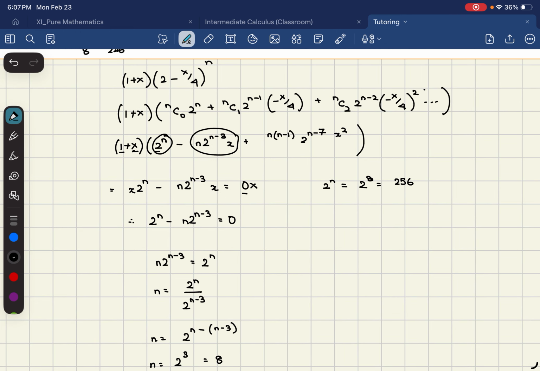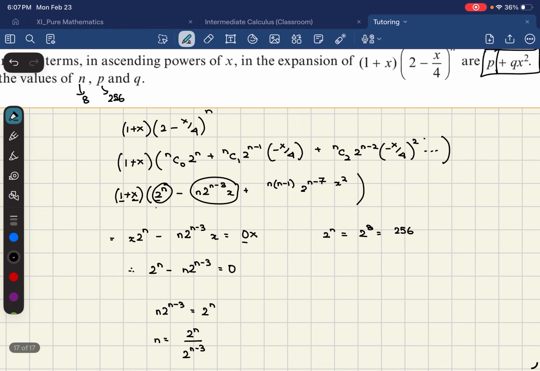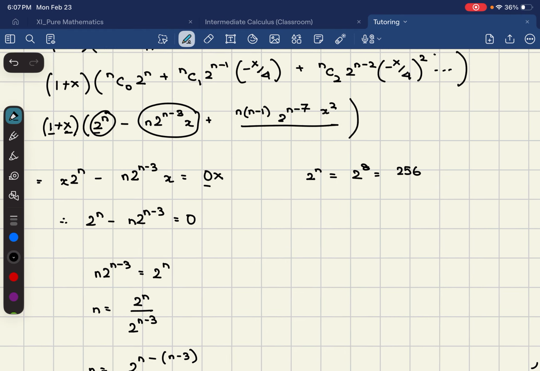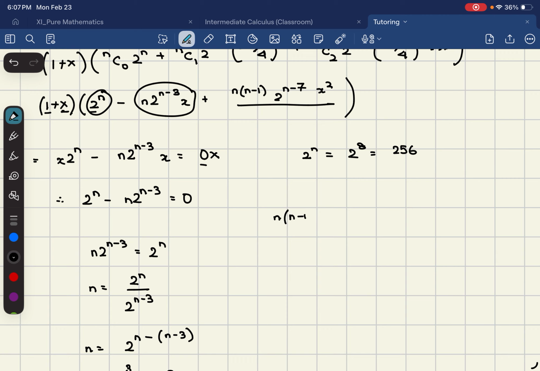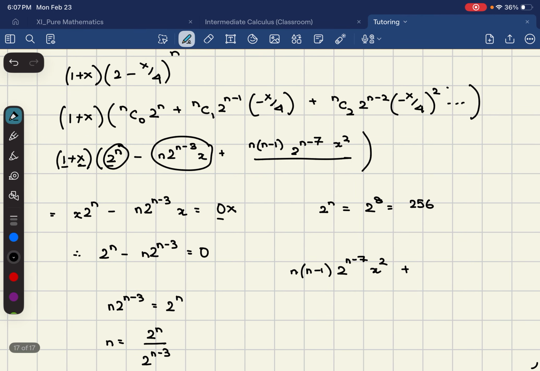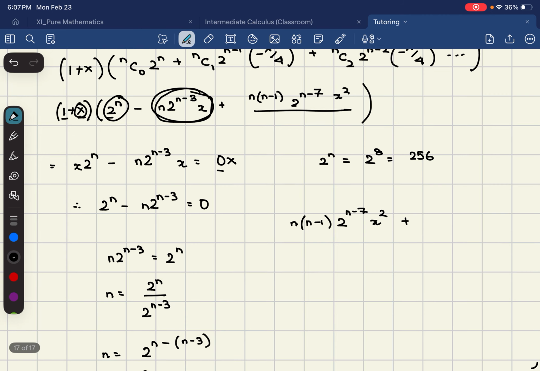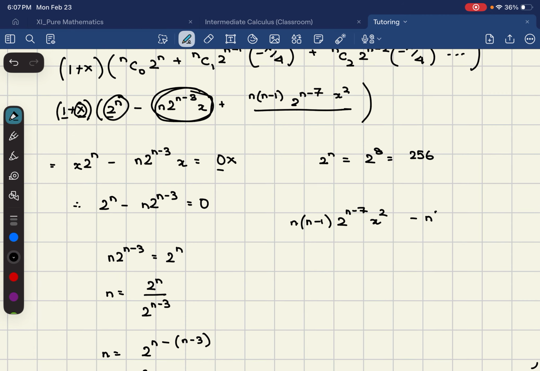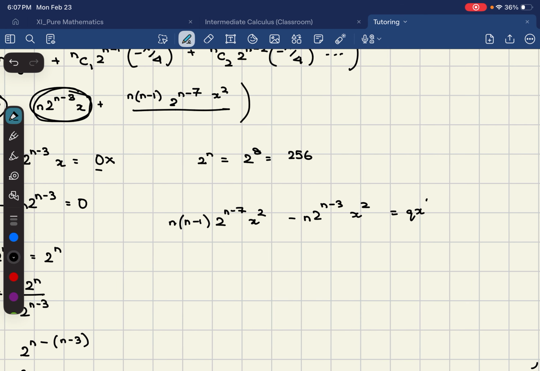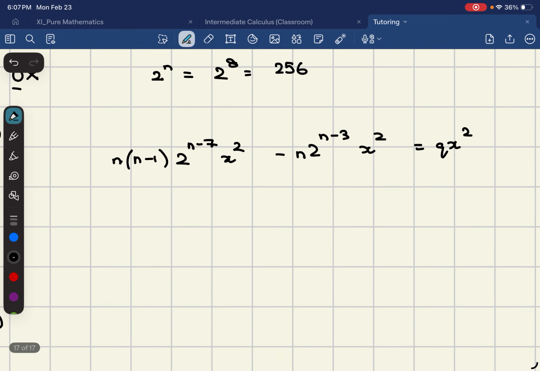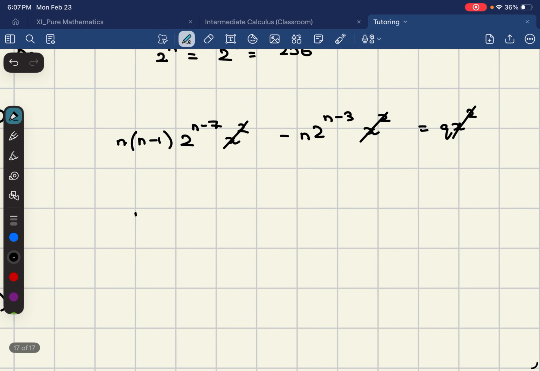And finally, we need the x squared term. So how do we get x squared? Well, I multiply 1 with the x squared term. So that is n minus 1 times 2 to the power n minus 7 x squared, plus another way to get x squared is to multiply your x with the term containing x. So that will also give me x squared. So I have minus n times 2 to the power n minus 3 x squared. And that has to be q x squared based on the question. So now you can divide by x squared everywhere. So you get n times n minus 1 times 2 to the power n minus 7, minus n times 2 to the power n minus 3, is equal to q.